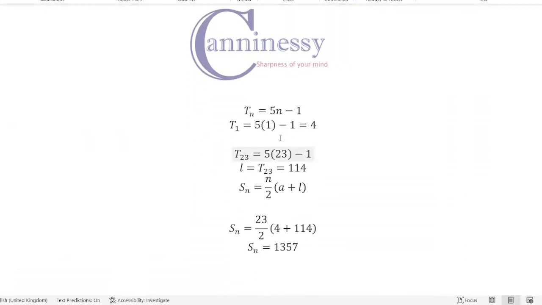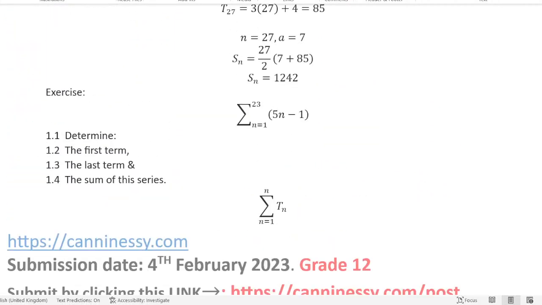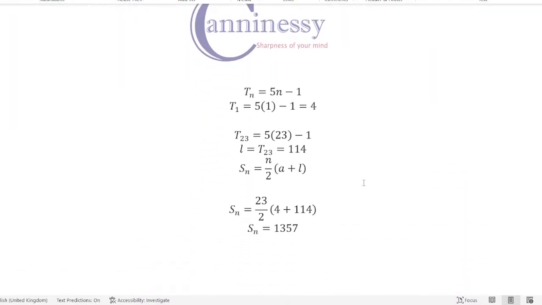Then this is what we did. Tn is equals to 5n minus 1. Then we've got the value of a, the first term, as 4. Then now we're asked to calculate the last term. So remember, n is equal to 23 represent the last term in this case. So now we're going to substitute 23 into this equation. Where there's n, we put 23. Then we got the value of 114.